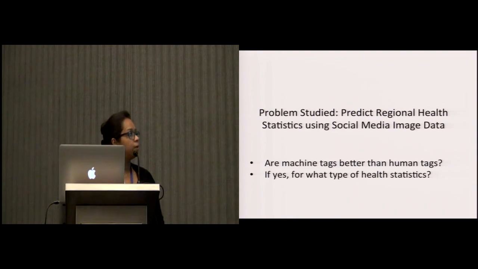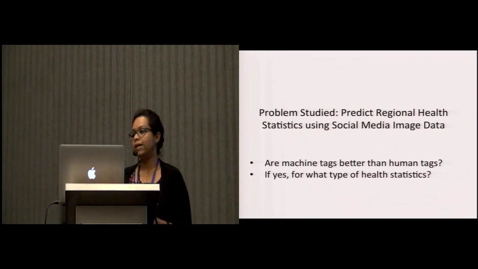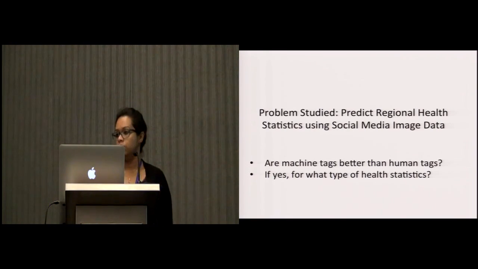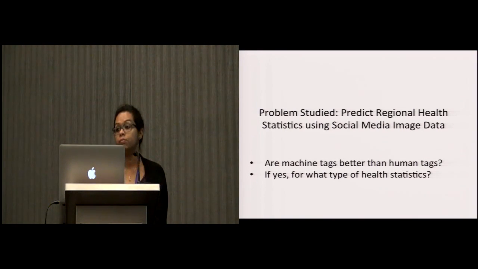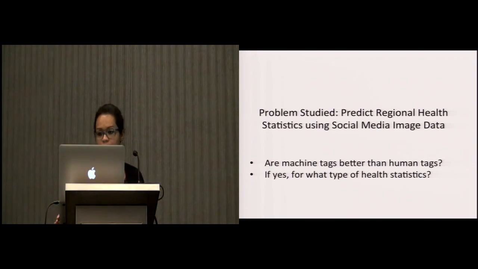So essentially what this paper does is it predicts county-level health statistics utilizing these types of machine-generated and user-contributed information shared on social media. Specifically, one of the goals of the authors in this paper is to find out what is sort of the benefit of using these machine-generated tags.